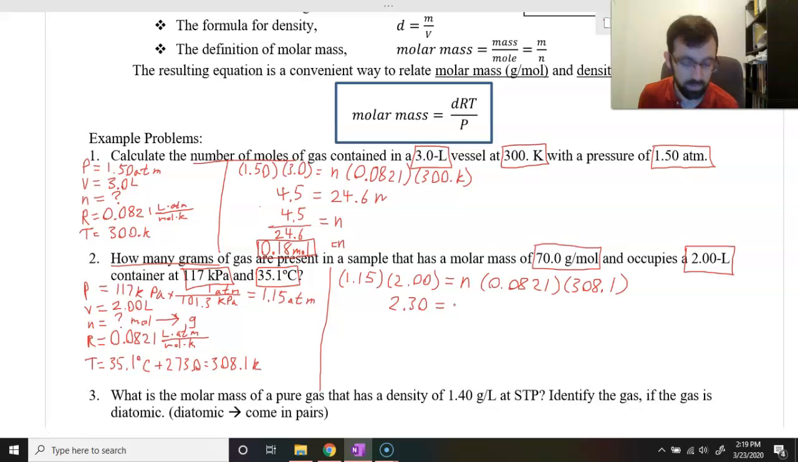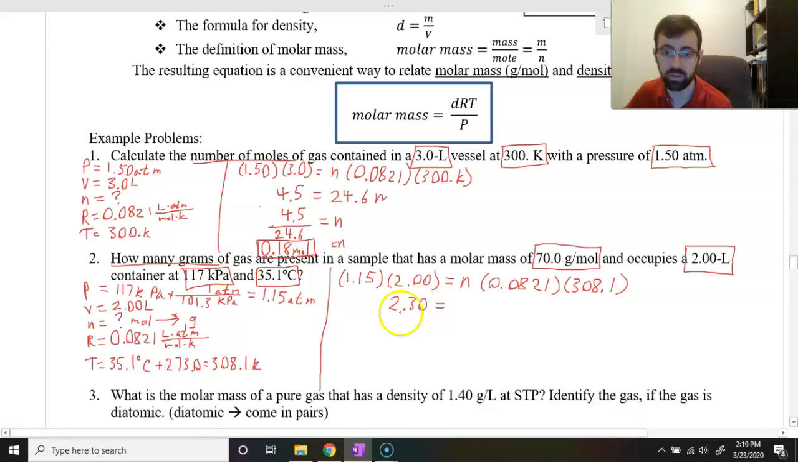That's 25.3. Actually, let's go with 25.30, to keep our sig figs consistent here, times n. And if I want to solve for n, I need to divide by 25.30. So n equals 2.30 over 25.30. So n equals 0.0909.